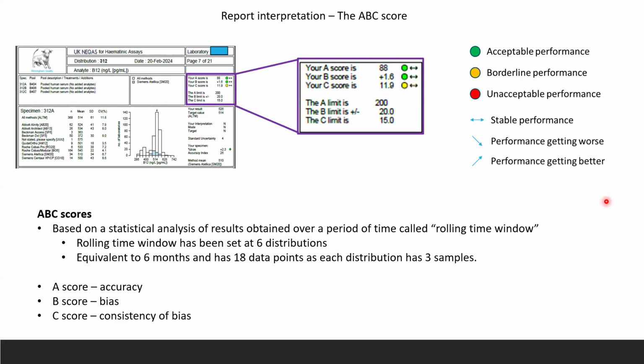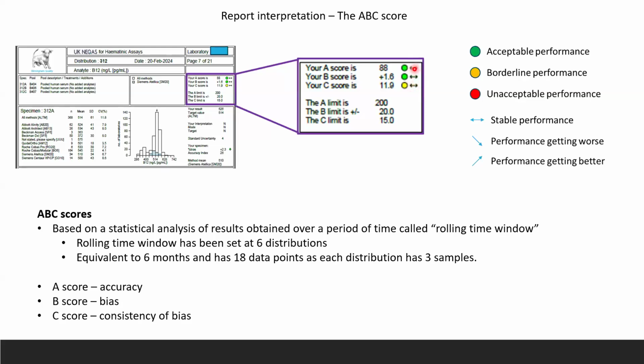There is also a RAG traffic light system used for interpretation. For this particular example of vitamin B, we can see that our A score is acceptable, our B score is also acceptable, and our C score is borderline, showing a borderline performance, which means that, and also here we are using a system of errors.